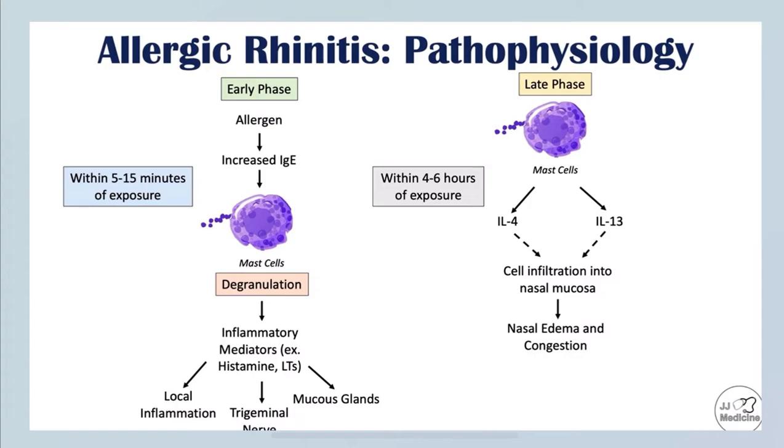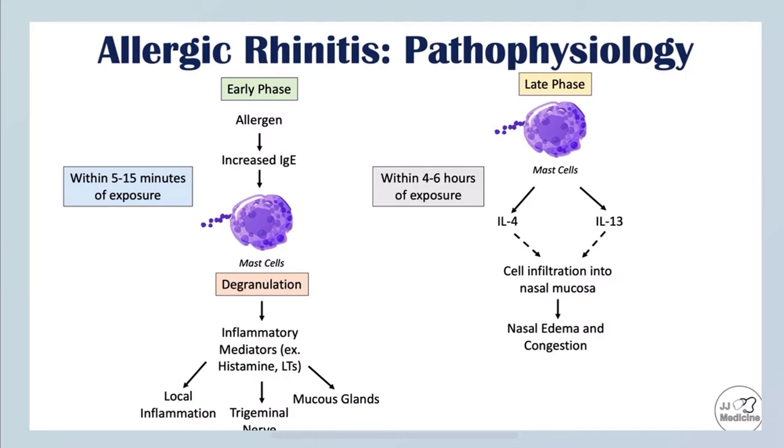Let us revise the pathophysiology. Early phase, what happens? Allergen exposure, increased IgE on the mast cells. Inflammatory mediators, that is histamine, are released by the mast cell. It will cause local inflammation, activate the trigeminal nerve and induce sneezing. Mucus glands will increase excessive mucus production, which is blocking the nasolacrimal duct producing watery eyes, and blocking the eustachian tube producing a stuffed ear sensation. This is within 5 to 15 minutes of exposure to the allergen.